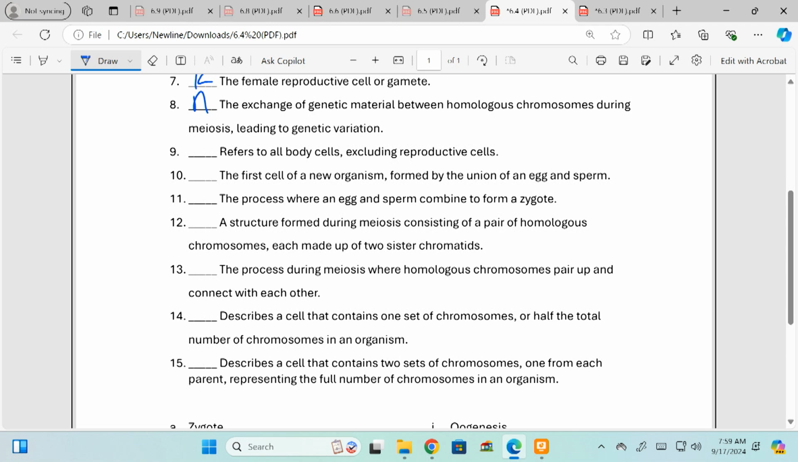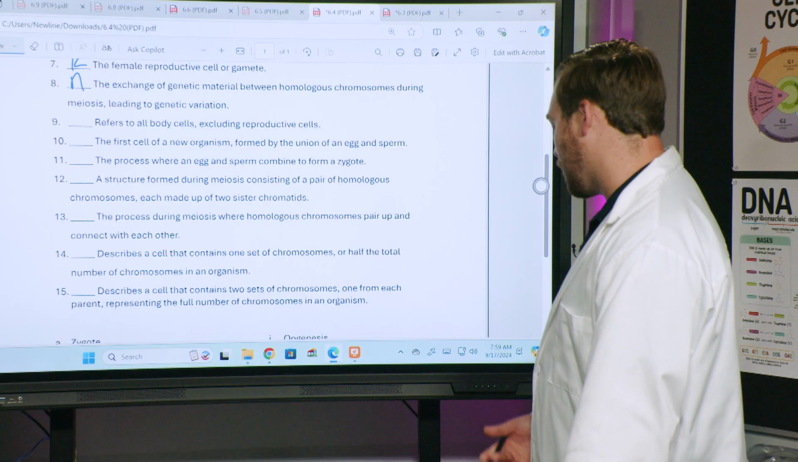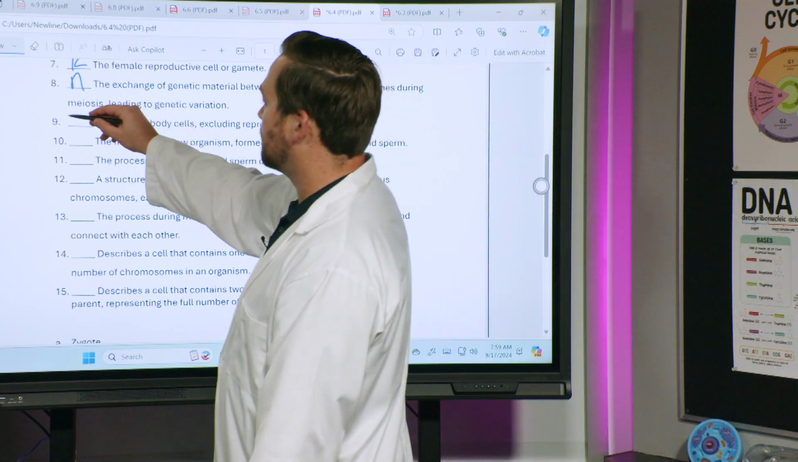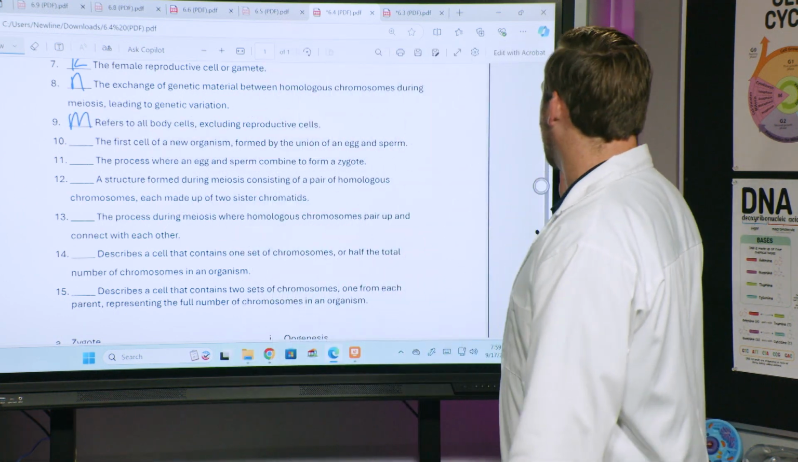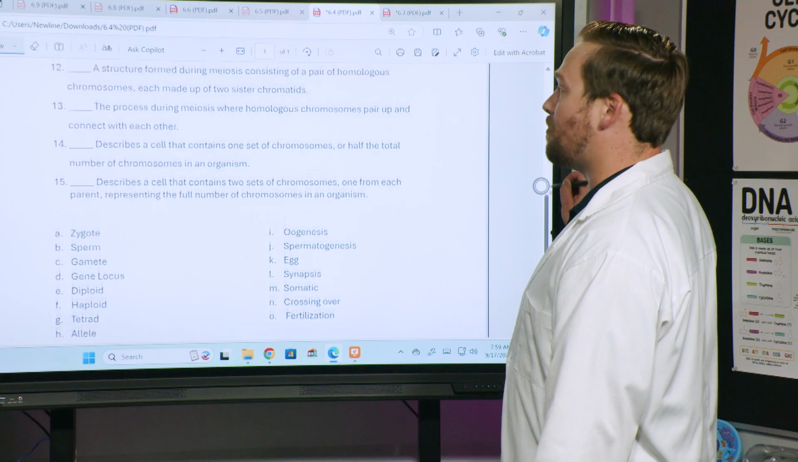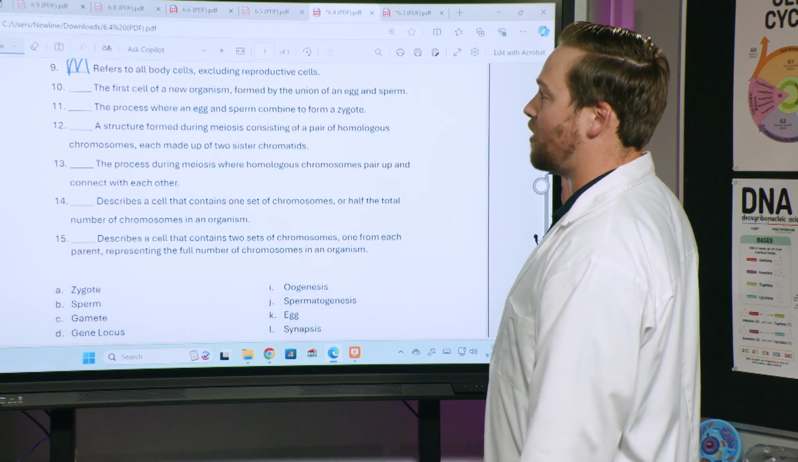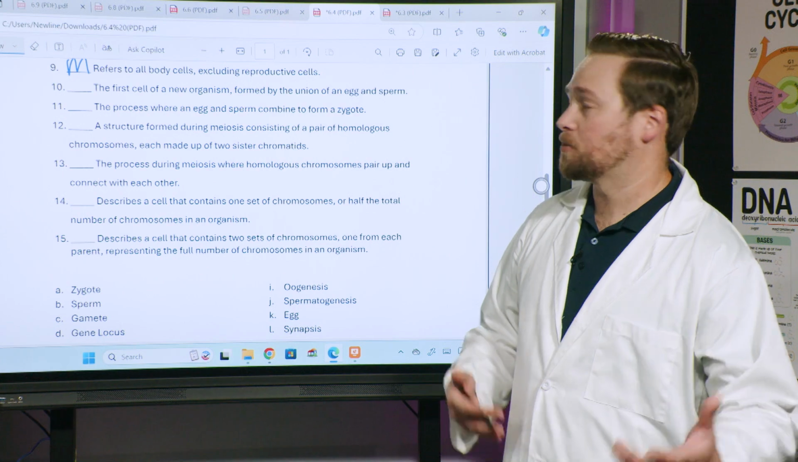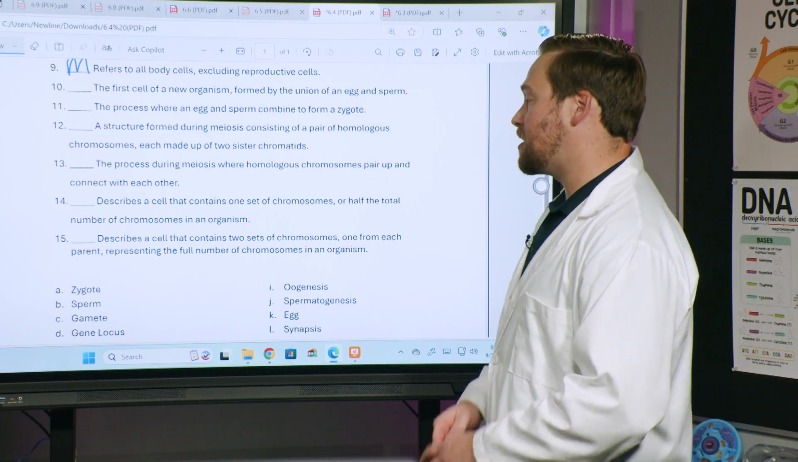9 says refers to all body cells, excluding reproductive cells. So what do we call cells that make up your body? What are those called? Okay, so for number 9, let's go with M. And M is somatic. So somatic cells, body cells, those are cells that make up your body that are not sperm or egg cells. Okay, let's keep it going.